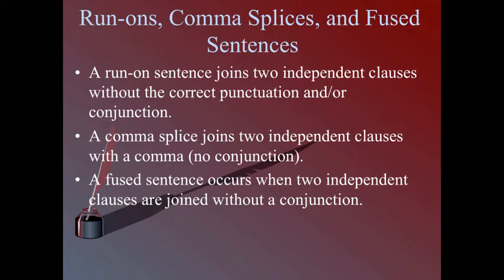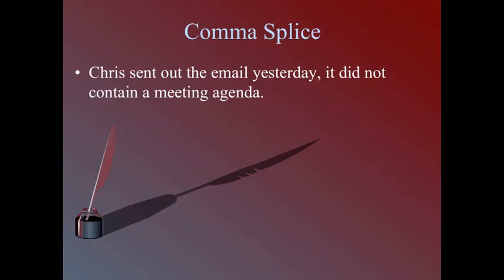A run-on sentence joins two independent clauses without the correct punctuation or conjunction. A comma splice joins two independent clauses with a comma. So you basically have two independent thoughts put together with only a comma in the middle. And a fused sentence occurs when two independent clauses are joined together with no comma and no conjunction. Both of these are types of run-on sentences, but you need to know which one's which so that you can correct them appropriately.